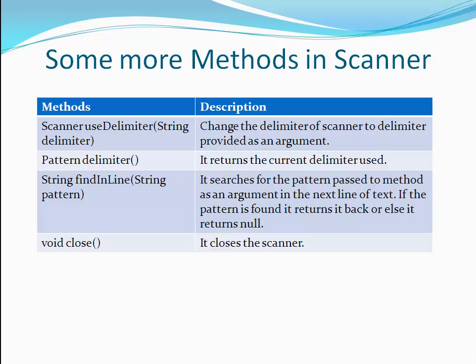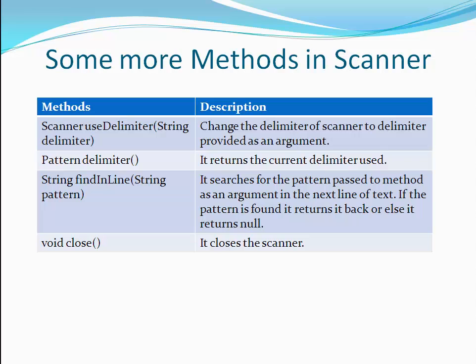So let's move ahead. Friends, the scanner class also has a few more methods which are useful in some cases. The scanner class uses a default delimiter, which is the space, and if we want it to use some other delimiter, say comma, star or whatever, we can change the delimiter by calling the useDelimiter method. And suppose at a later stage we want to check what the current delimiter is, we can call the delimiter method and it will return the current delimiter used by the scanner class.